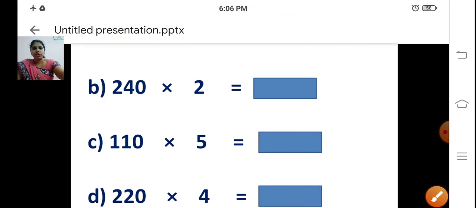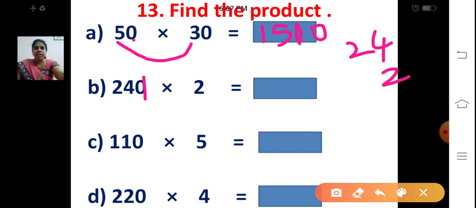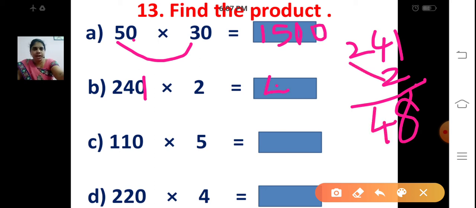So we'll see from the first one one more time. First multiply the 5 into 3. Ignore the zeros. 5 3s are 15. Then followed by how many zeros we have? Yeah, 2 zeros. Write down. Now second sum, 240 into 2. Just ignore the 0. We'll write it at the last. Now we are going to multiply 24 into 2. 4 2s are 8. 2 2s are 4. So write down 48, followed by how many zeros we have? Only one zero. Write it at the last.